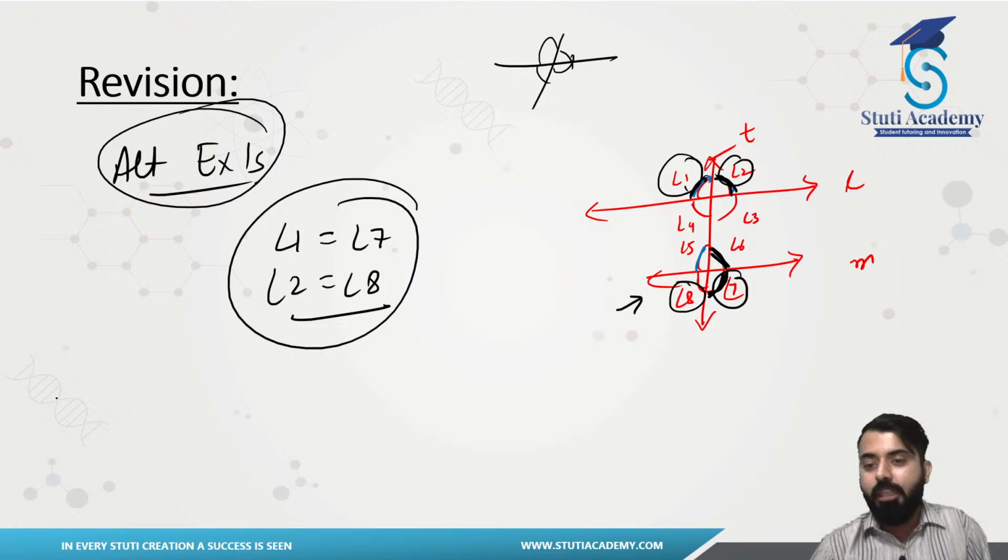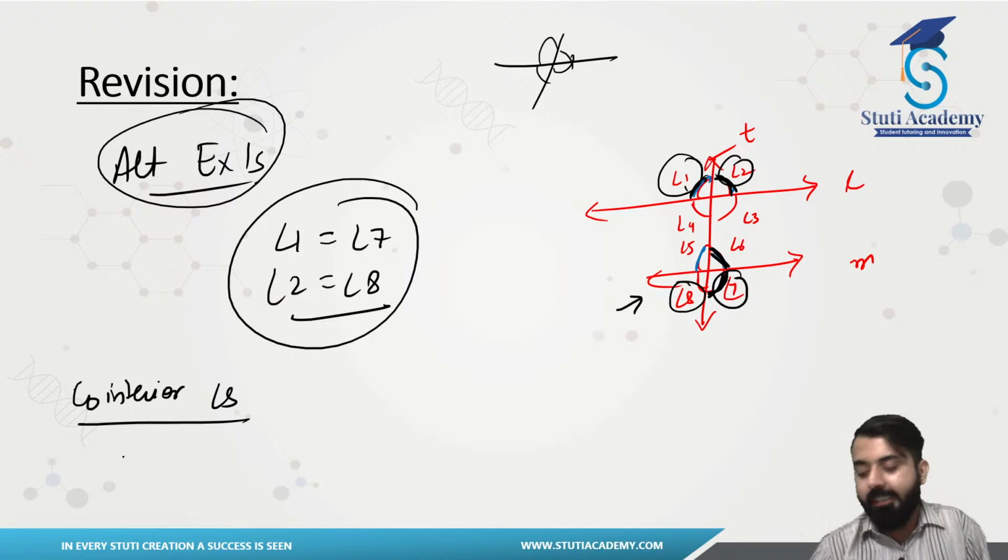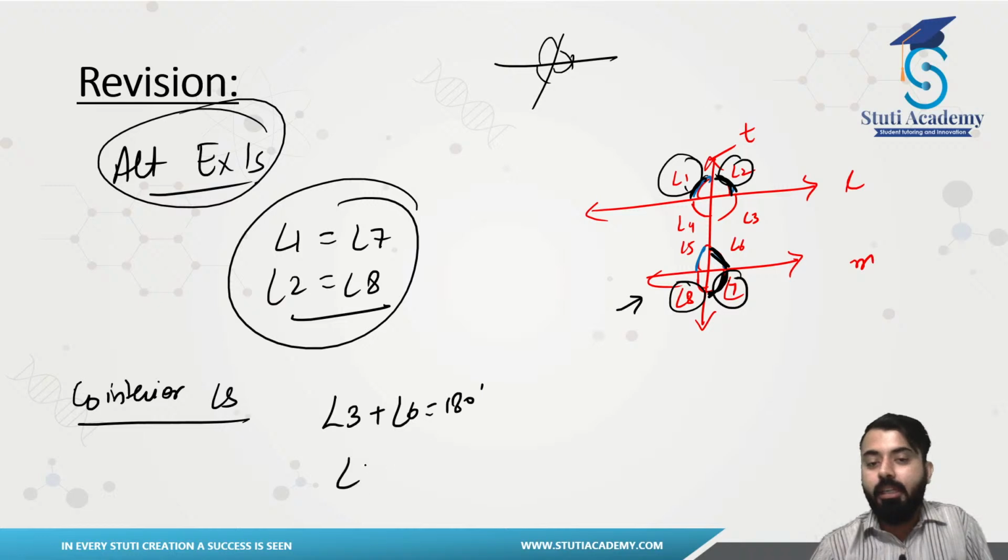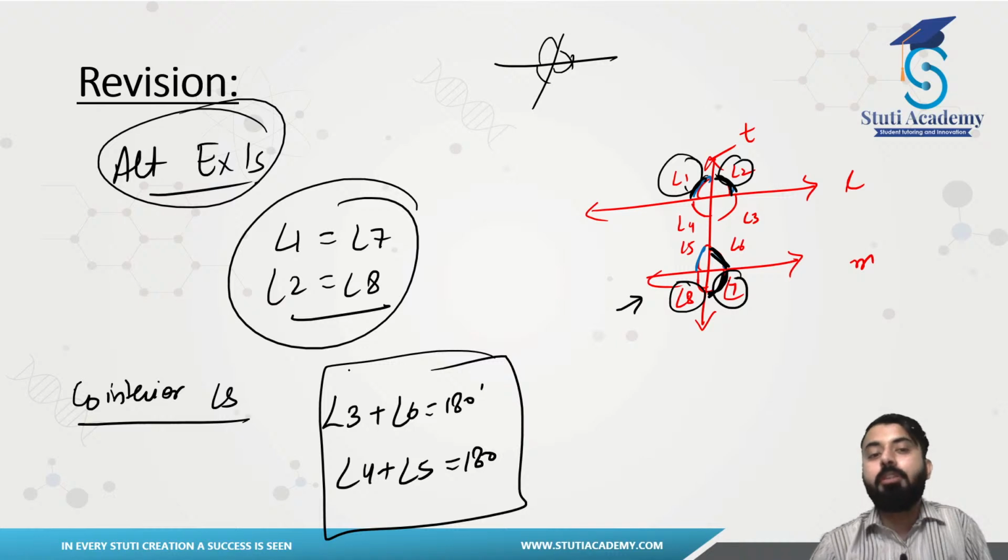One more thing, we had co-interior angles, right? What were co-interior angles? Those lying on the same side of the transversal, but inside the parallel lines. That means they are supplementary to each other. Angle 3 plus angle 6 will be 180, and angle 4 plus angle 5 will also be 180. So if the lines are parallel, then the sum of their co-interior angles will be supplementary, or if the sum of their co-interior angles is supplementary, then the lines will be parallel to one another. All these things were already discussed in our earlier session.